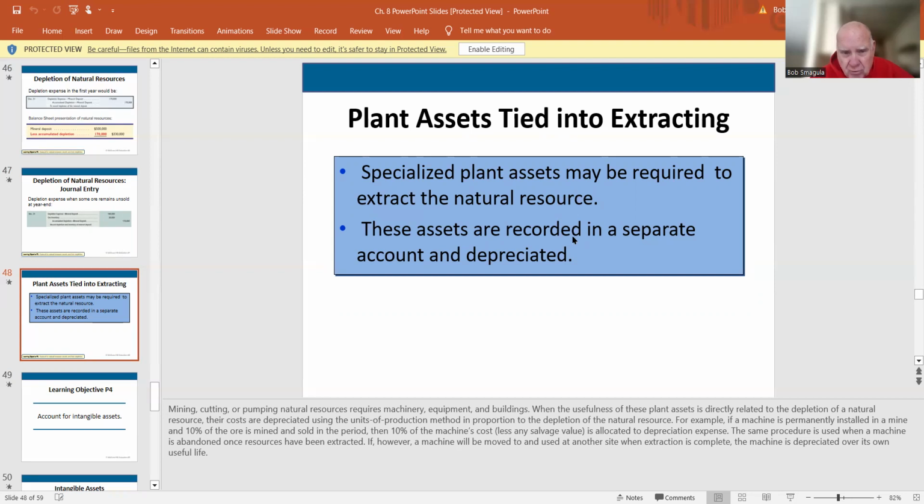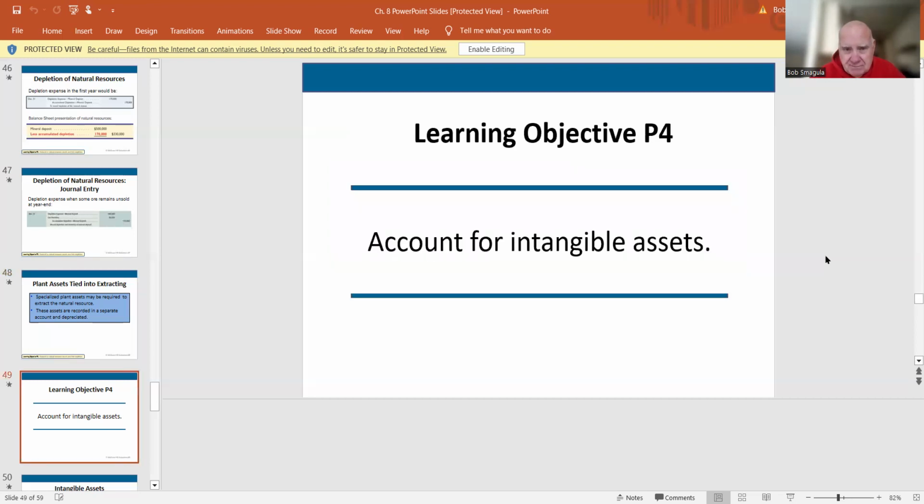These assets are recorded in a separate account and depreciated. The only thing you deplete is the natural resource itself. Any assets used to get the depletion done, those are just regular fixed assets.